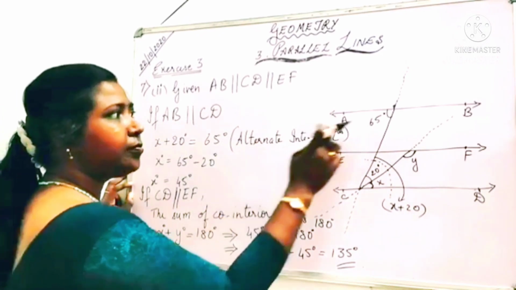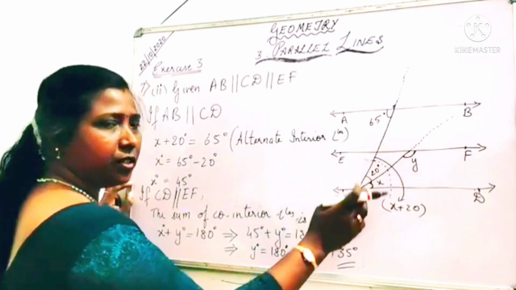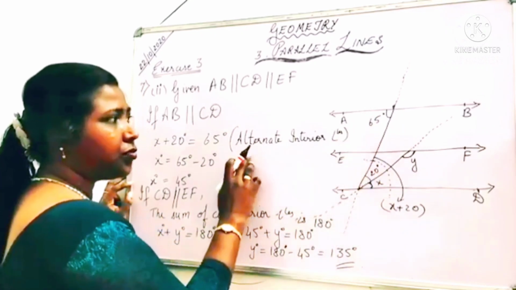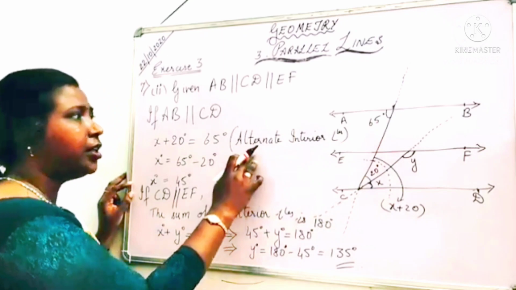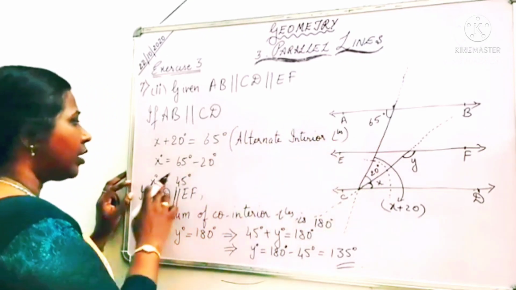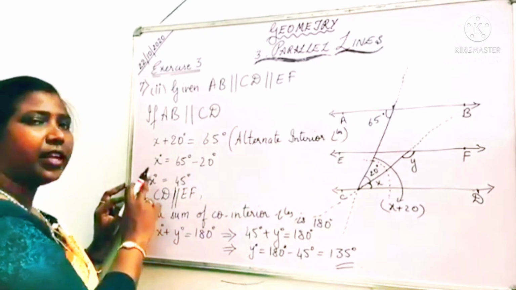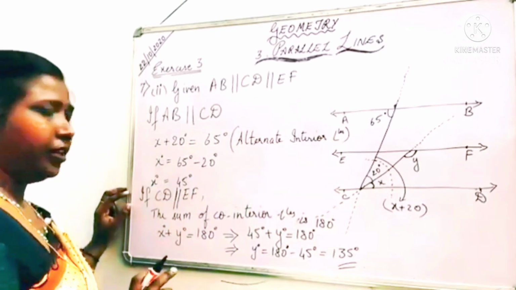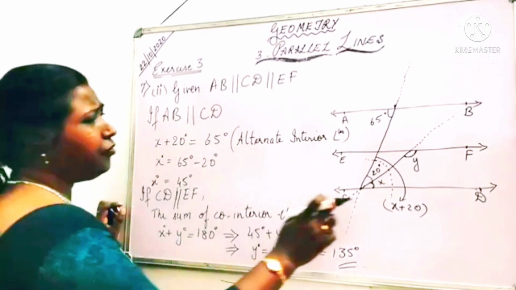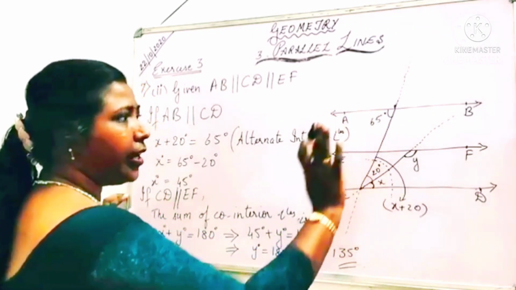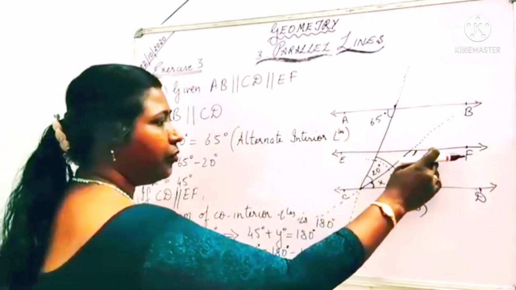That can be written as, these both angles are opposite to the transversal. That means it is alternate interior angles. So that means x degree is equal to 65 minus 20. You will get the answer, x degree is equal to 45 degree. Now we got the x value. Now we have to find out the y value.